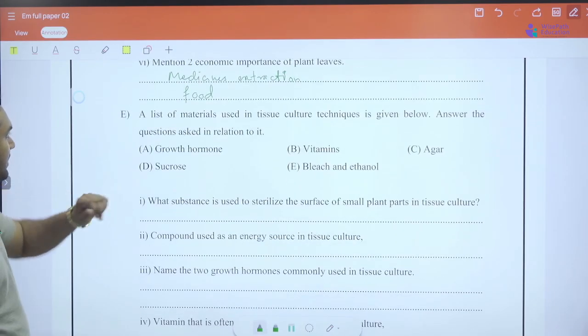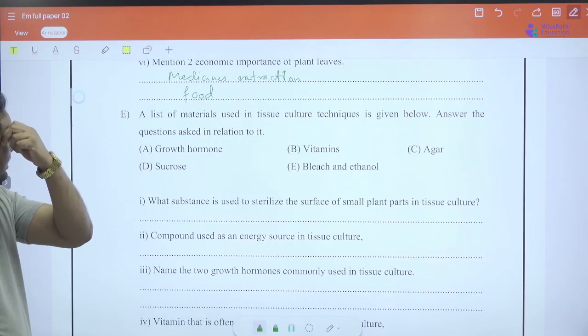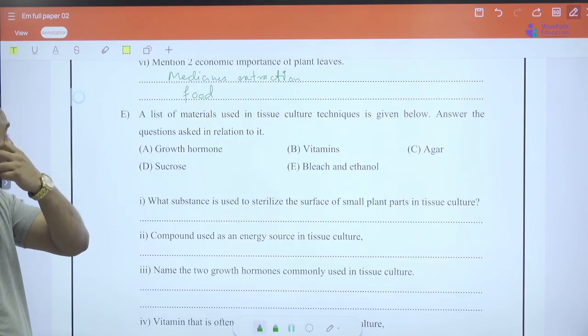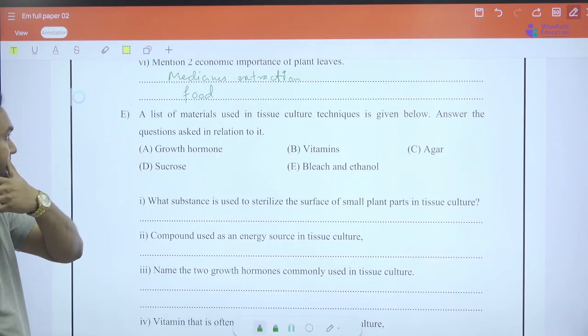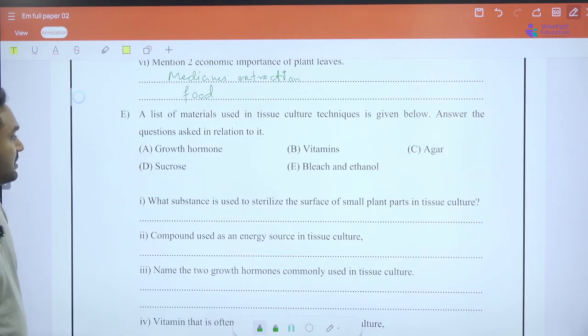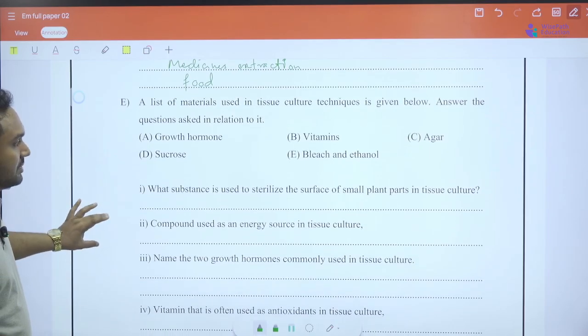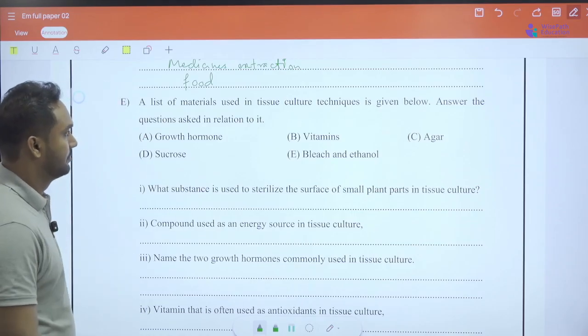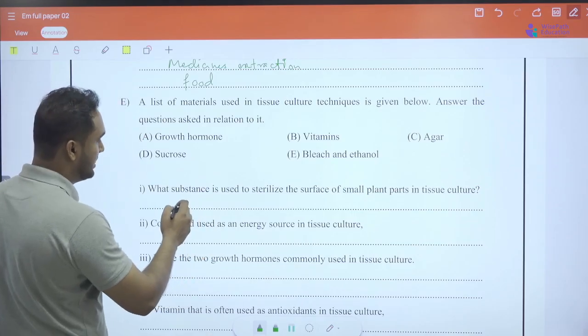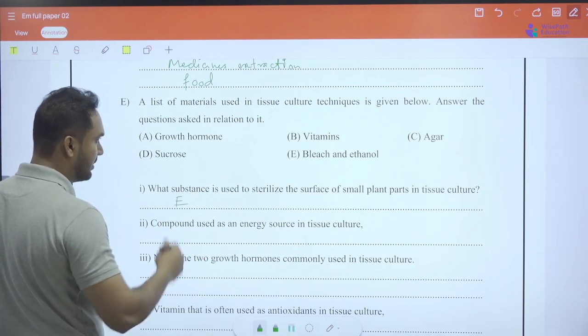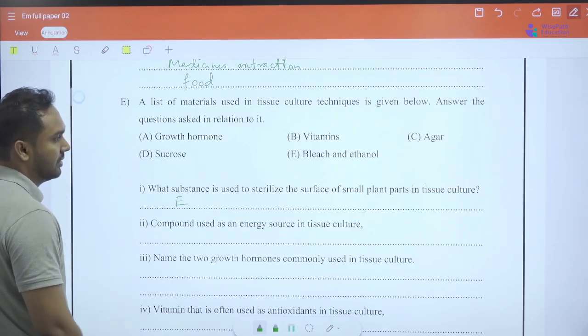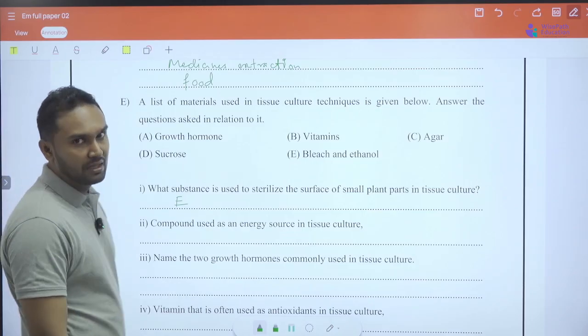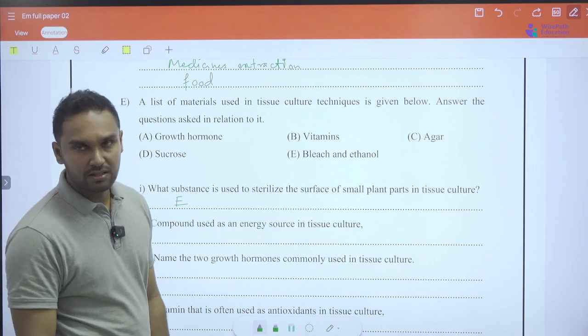A list of materials used in tissue culture technique is given below. Answer the questions asked in relation to it. What substance is used to sterilize the surface of small plant parts in tissue culture? E, right? Bleach and ethanol. Like they were given the specific detergents there. Tween 80 sort of like detergents were there.